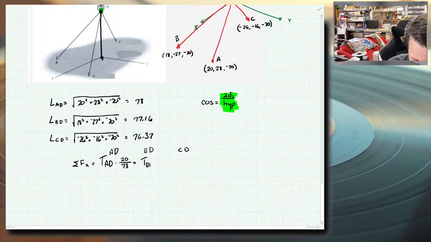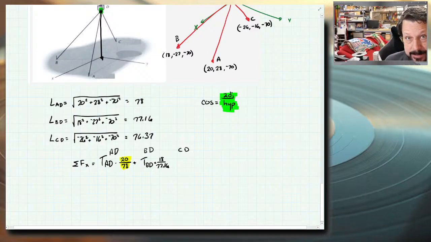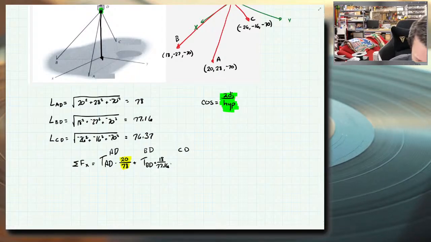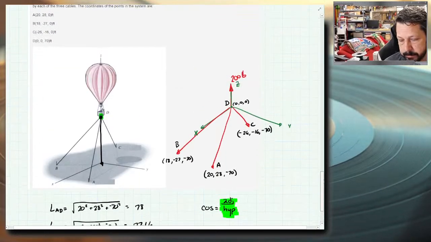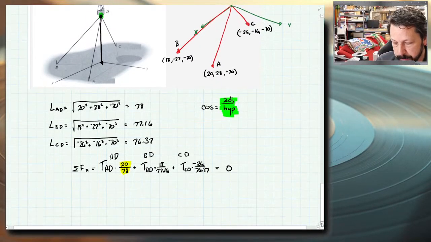Plus TBD times the x component of BD, which is 18, over the hypotenuse of BD, 77.16. So I hope the point of this, I hope you're getting, is that this number, 20 over 78, that is the cosine of theta x for cable AD. Plus tension in CD times the x component of CD is negative 26, and the hypotenuse is 76.37, equals, there is no x component of the force from the balloon.